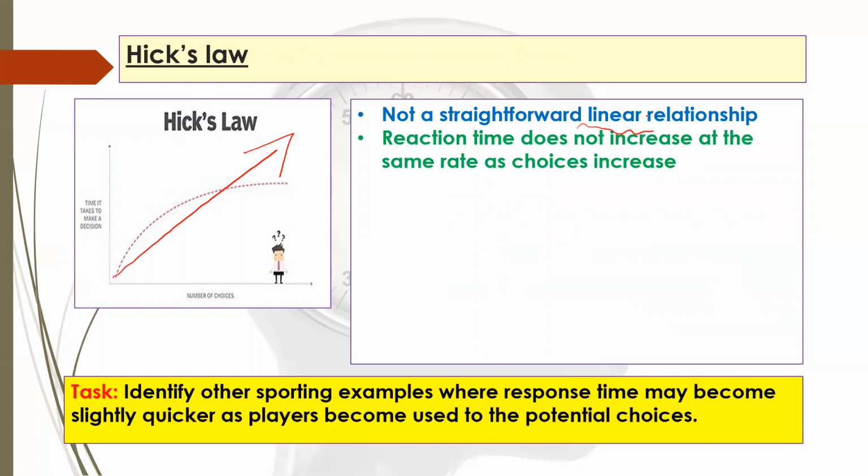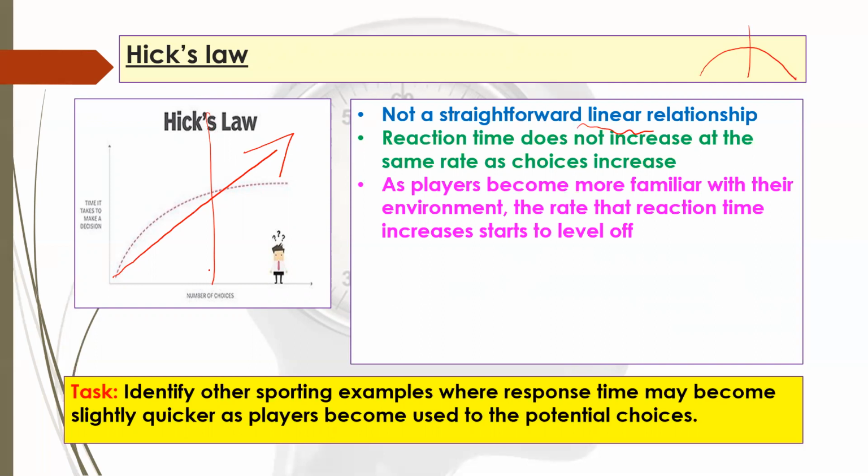So as a basic rule, as the number of choices increase, the time that it takes to make the decision or to respond increases. However, a bit like when we're talking about arousal and that inverted U, it goes up and then down again, so up to a point, and this is kind of up to a point here, and then it starts to plateau. So why might it start to plateau?